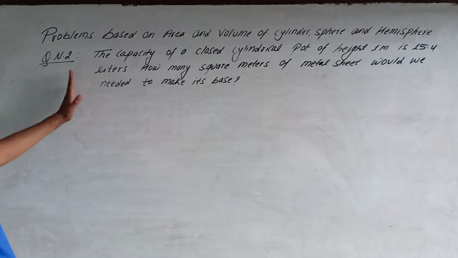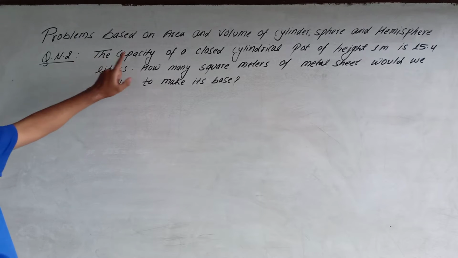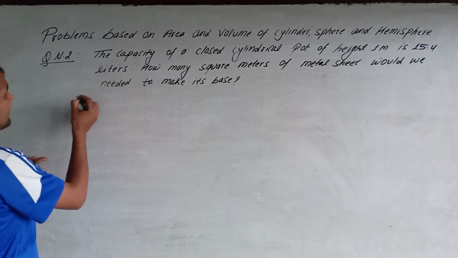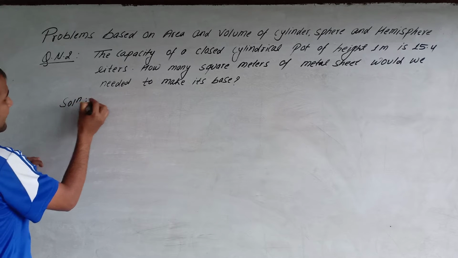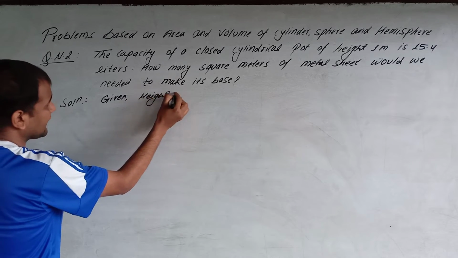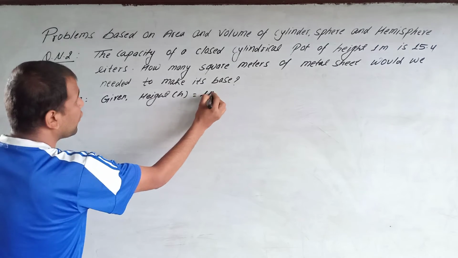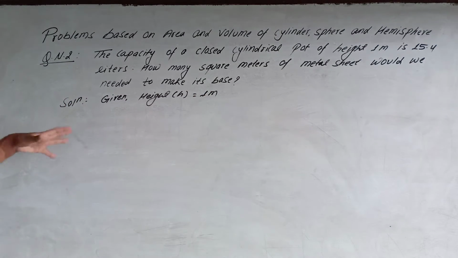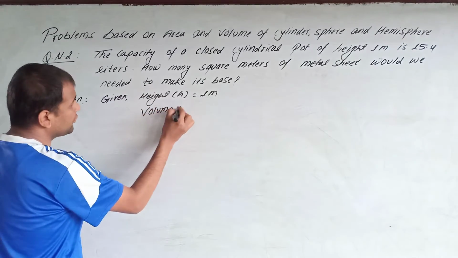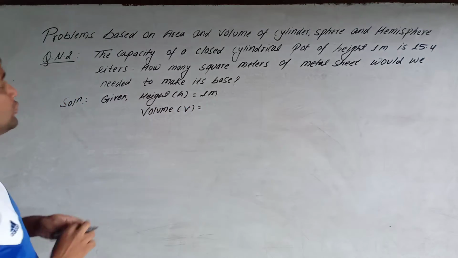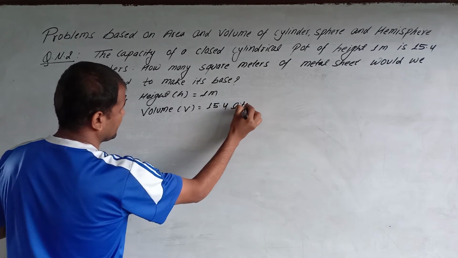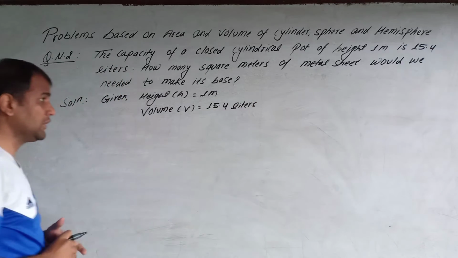Firstly, we should be clear about the question, that is, the capacity of a closed cylindrical pot of height 1 meter. That is the solution. What are the given? First we write the given: height of the cylinder h is equal to 1 meter, and the capacity means the volume of the cylinder V is equal to 15.4 liters. Like this.